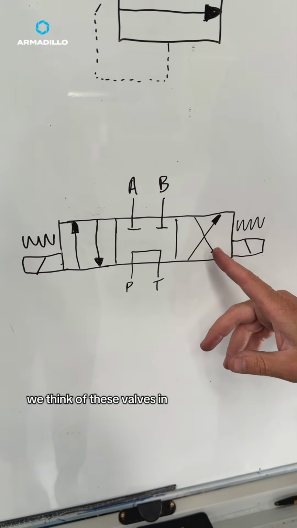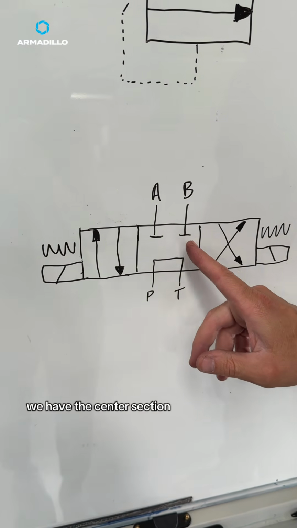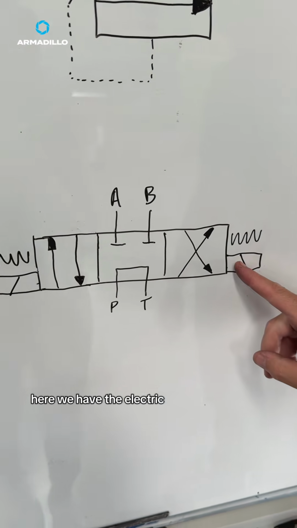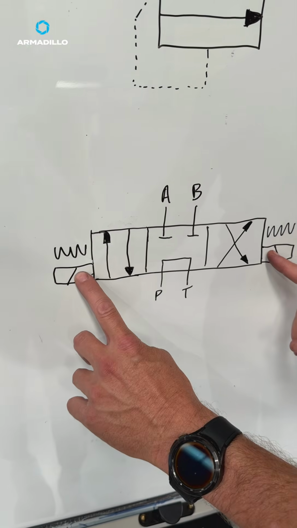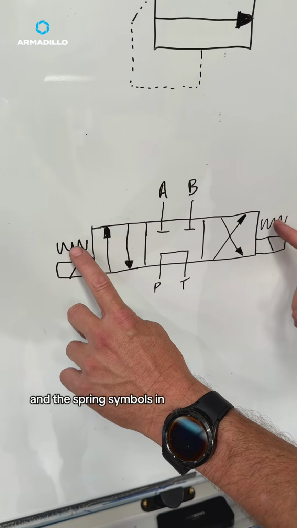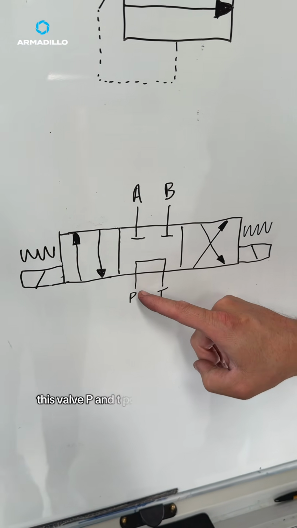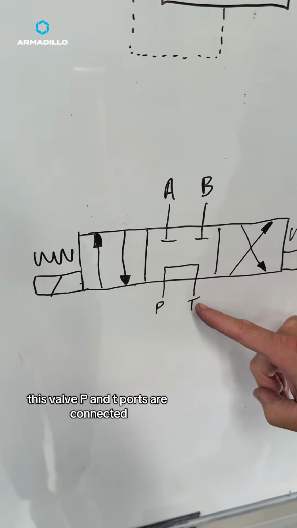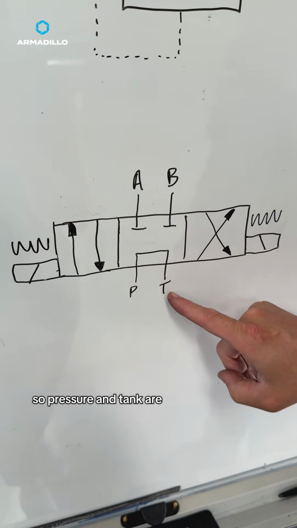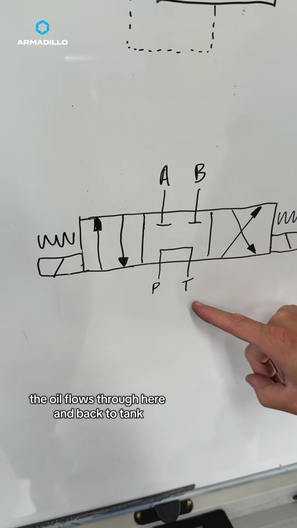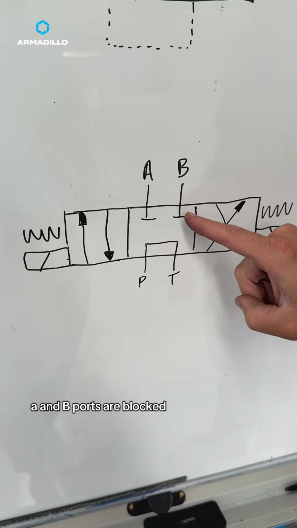We think of these valves in three sections. We have the center section and then the spooled sections. Here we have the electric solenoid symbol and the spring symbols. In the neutral position, this valve's P and T ports are connected. So pressure and tank are connected. The oil flows through here and back to tank. A and B ports are blocked.